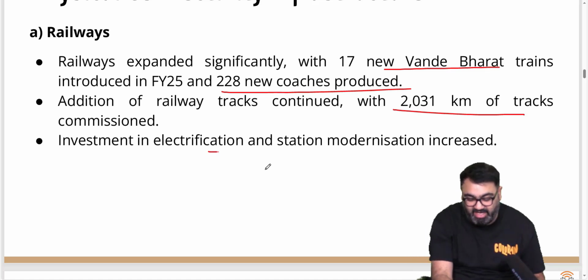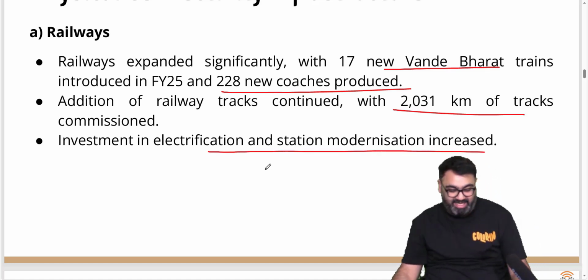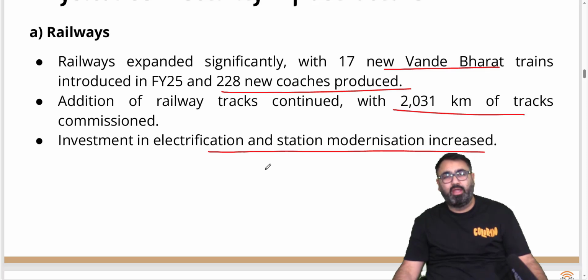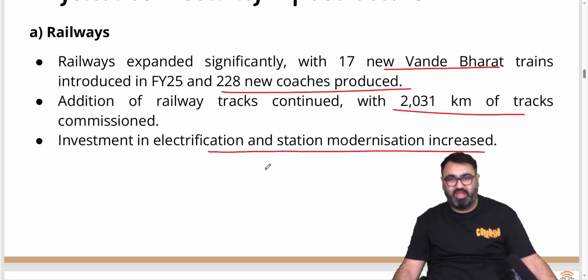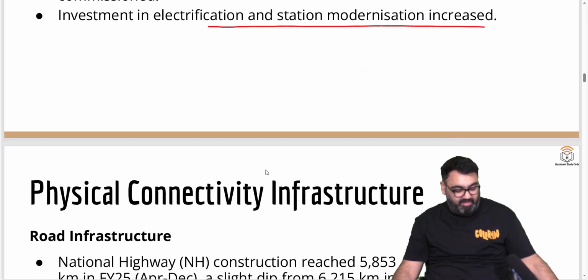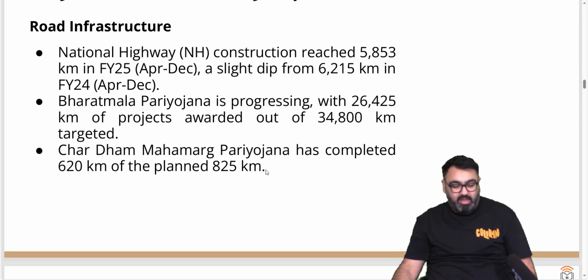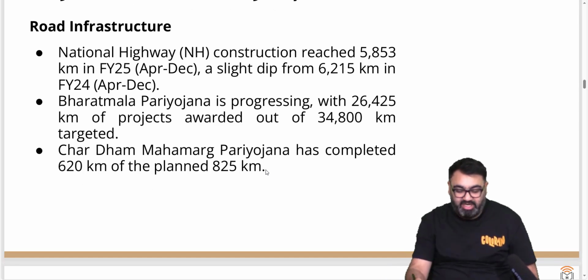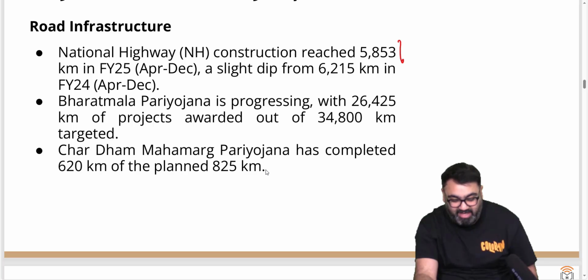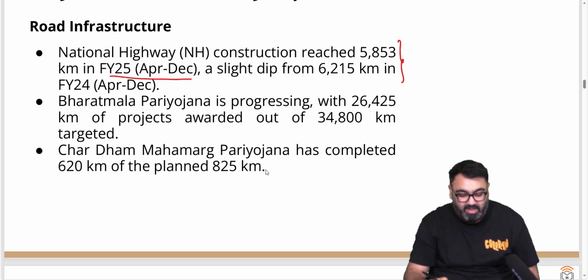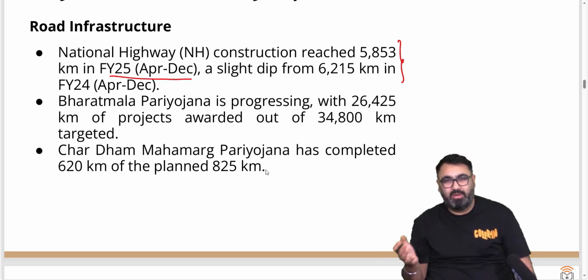The government has been investing in electrification and modernization of stations as well. We still have a long way to go in achieving 100% electrification. A lot of the trains still run on coal, but this is a continuous endeavor from the side of the government. Then road infrastructure also has picked up. The national highway construction reached 5,853 kilometers in this financial year. That is from April to December. This is the data that we have in this economic survey.